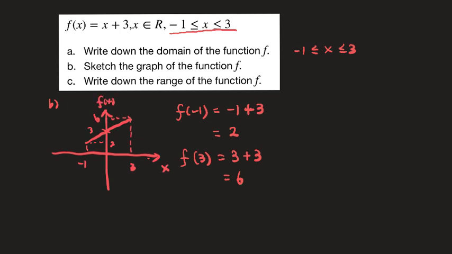And the next question is write down the range of the function. So you have to know the range of the function. You have to look at your graph. What is the minimum value? You see that the minimum value is 2. The highest value is 6. Okay, so we write it as f(x) is greater than or equal to 2 and less than or equal to 6.